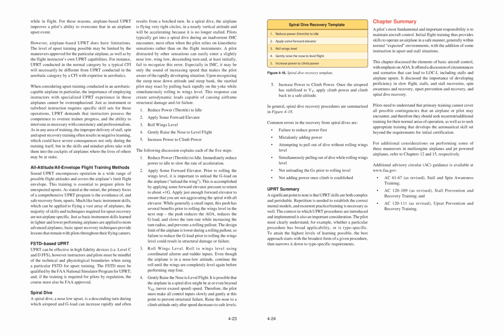3. Roll wings level. Roll to wings level using coordinated aileron and rudder inputs. Even though the airplane is in a nose-low attitude, continue the roll until the wings are completely level again before performing step 4. 4. Gently raise the nose to level flight. It is possible that the airplane in a spiral dive might be at or even beyond VNE, never exceed speed. Therefore, the pilot must make all control inputs slowly and gently at this point to prevent structural failure. Raise the nose to a climb attitude only after speed decreases to safe levels.